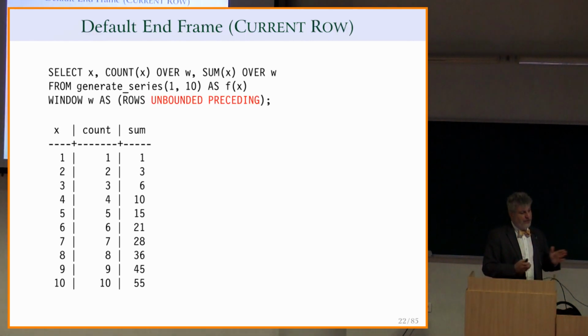Now, because the default is with current row, I could have written it this way. I say rows mode, unbounded preceding. And current row is the default, so I get the same result. Okay.